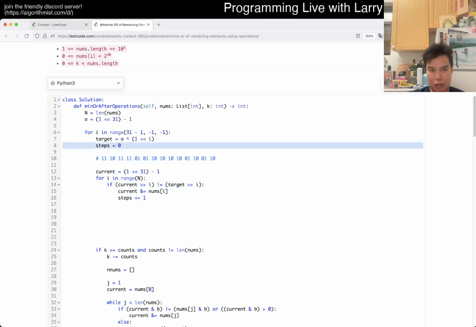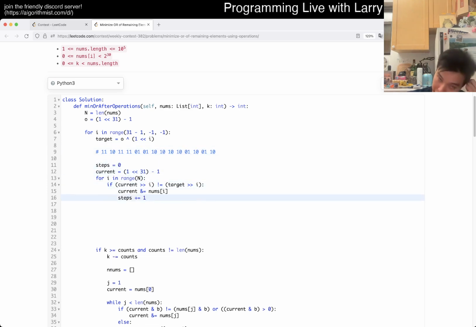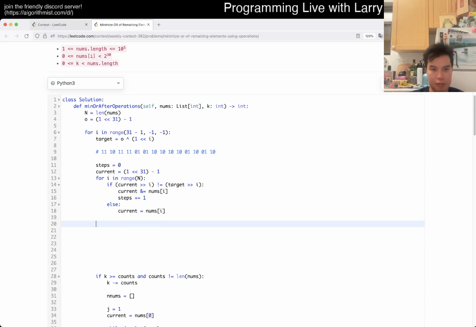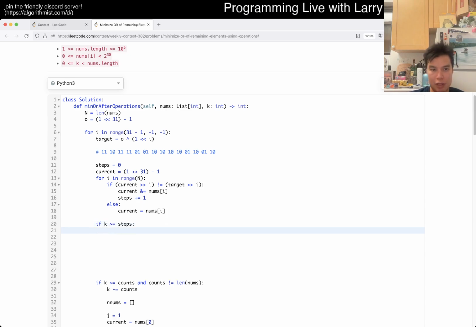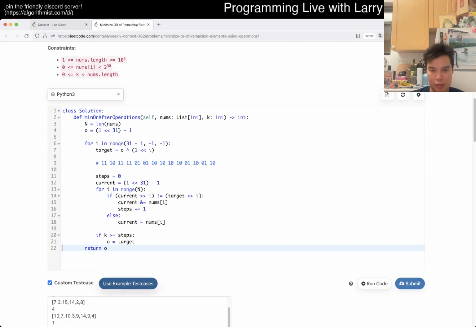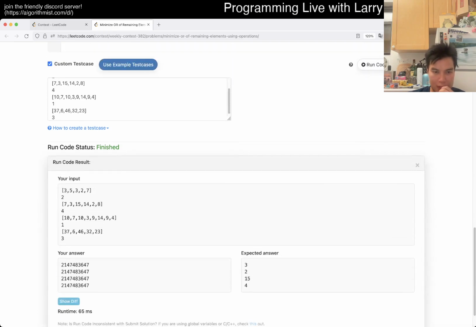And then that takes one count. Maybe off by 1, but that's fine. Otherwise, it is equal to target, so then we don't have to merge. Then we just do. Okay. Right. And then if k is greater than or equal to steps, then we're good. And then always equal to target, and that's it. Am I missing something weird? I don't know. Well, definitely missing something weird.